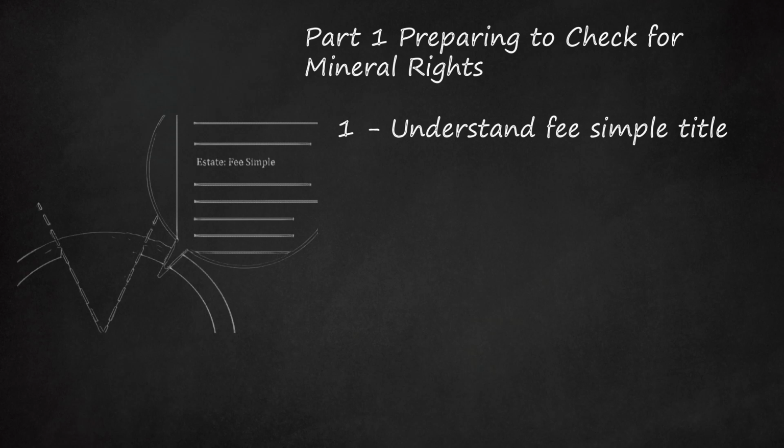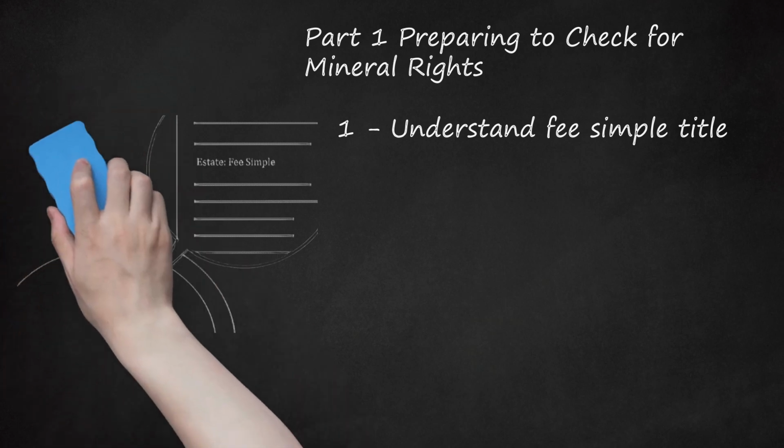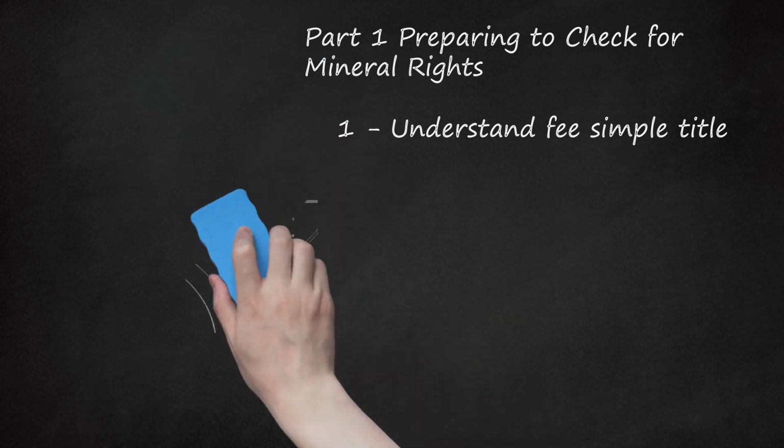Fee simple title, however, can be carved up. Whoever owned the land in fee simple before you could have sold the subsurface rights to the land. This means that although you own the surface of your land, someone else could own the minerals beneath the surface. Furthermore, some minerals could have been sold while a prior owner retained others. Accordingly, when you purchased the land, you might not have been deeded all of the mineral rights.